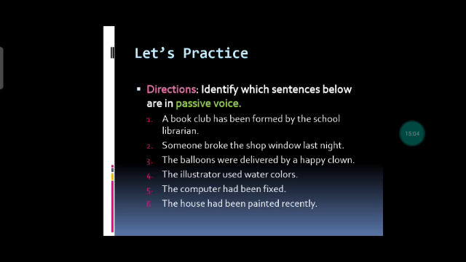Let's practice. These sentences will be homework.